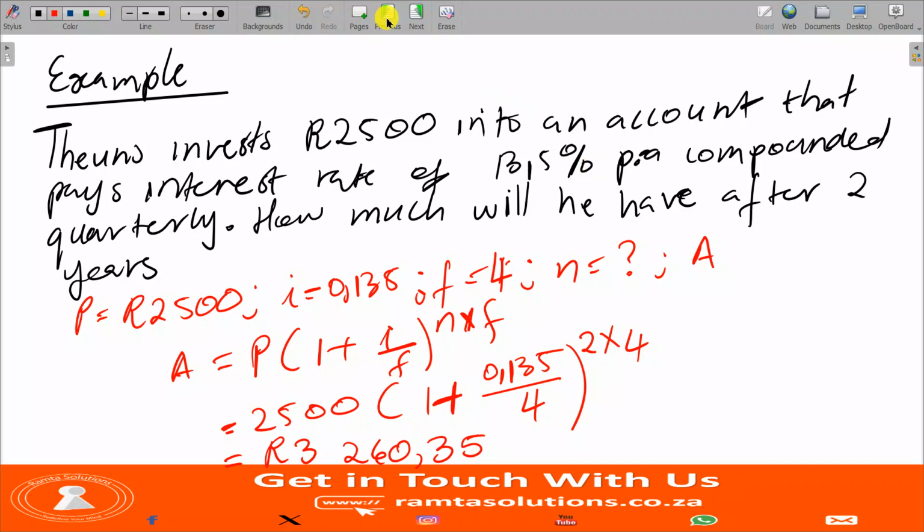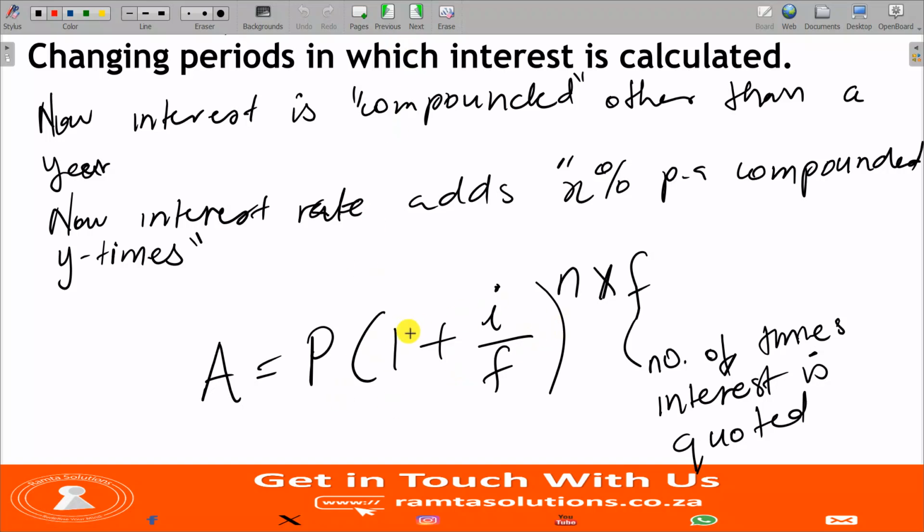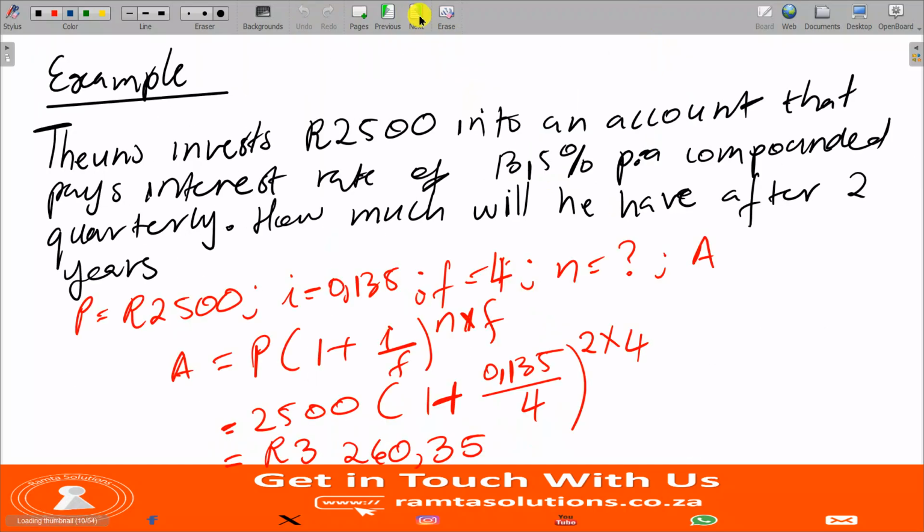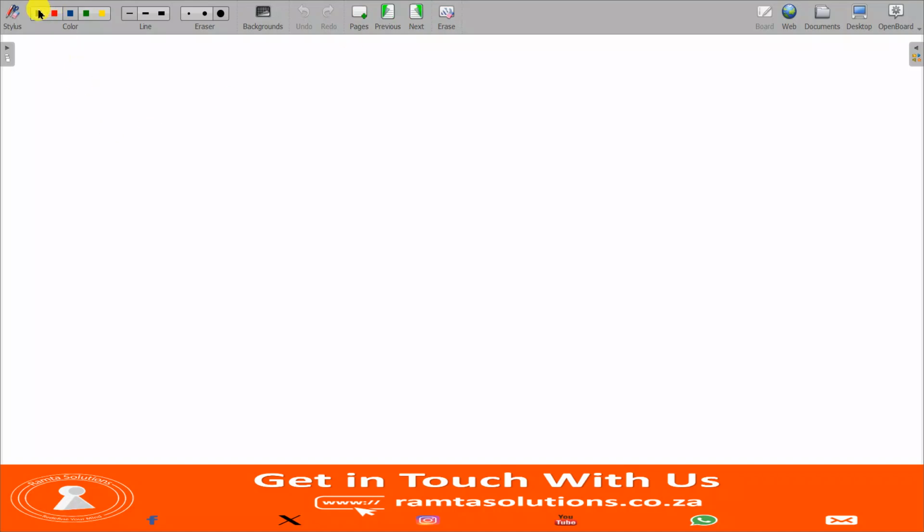Remember, guys, this formula is also okay to write as this. But note these frequencies, the number of times that your interest is quoted. Please note them. They are very important. Okay. Now, let's look at timelines.